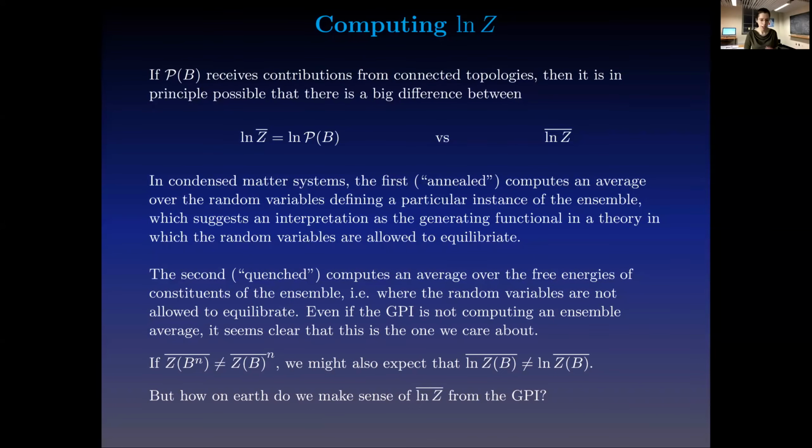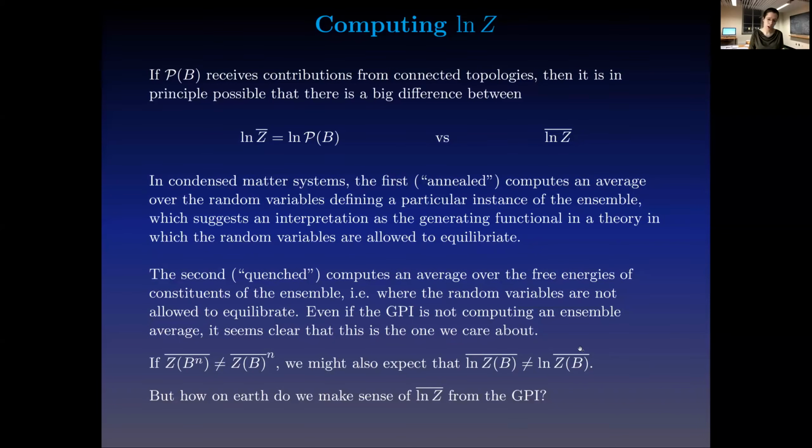Now, even if the gravitational path integral is not computing an ensemble average, so I just put this overline here to denote whatever it is the gravitational path integral is doing, it seems clear that the quenched free energy is the one we care about. But of course, if this Z of B to the N, computed by the gravitational path integral, is not equal to the gravitational path integral of B raised to the power N, then we might also expect that these two quantities, the quenched and annealed free energies, don't coincide either.